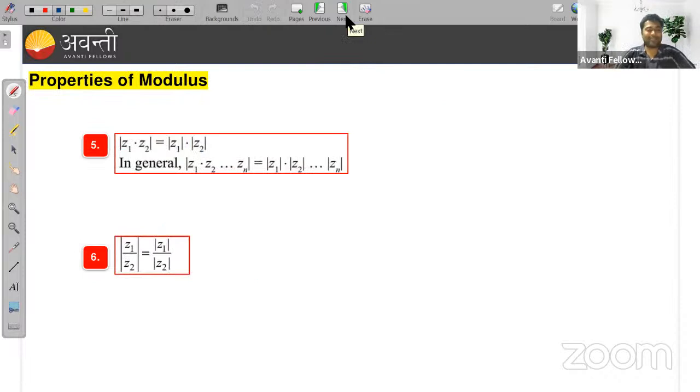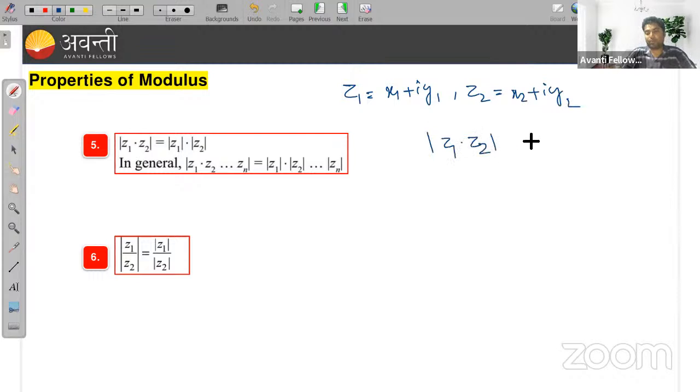What is it saying? Modulus of Z1 into Z2 is equal to modulus of Z1 into modulus of Z2. Is it true? Yes, it is true. We can check it by taking Z1 equal to x1 plus iy1 and Z2 equal to x2 plus iy2. Then you will get the modulus of Z1 into Z2 is equal to the individual modulus of Z1 into the modulus of Z2.